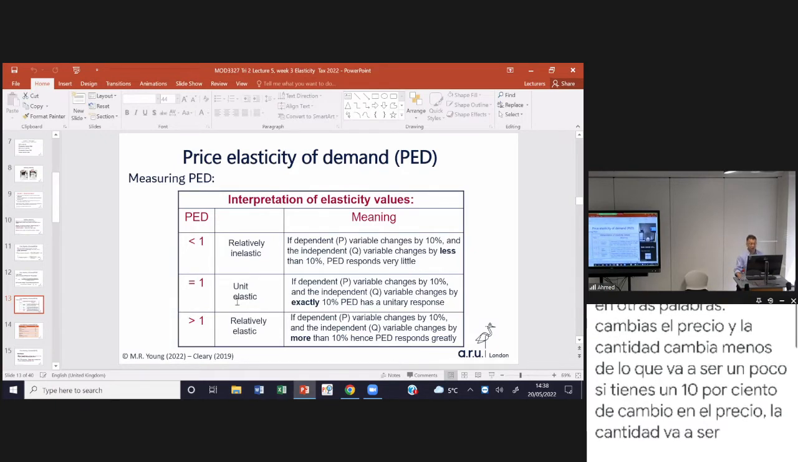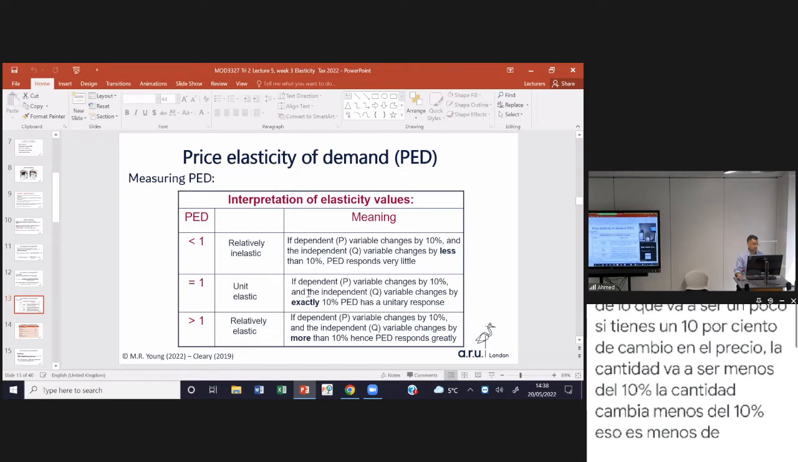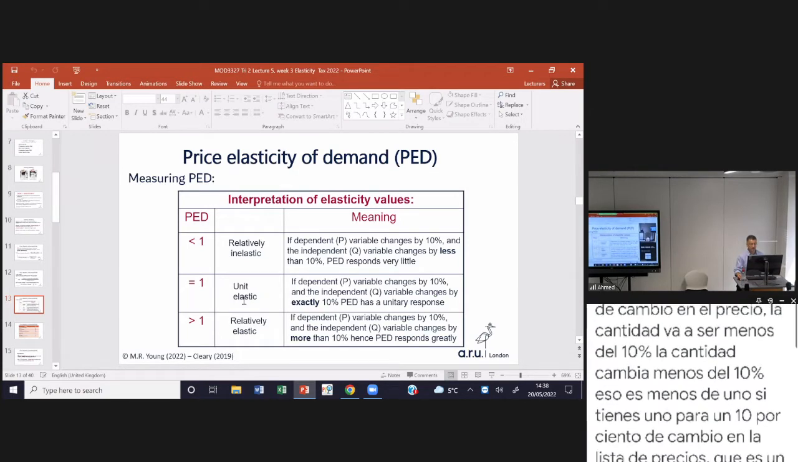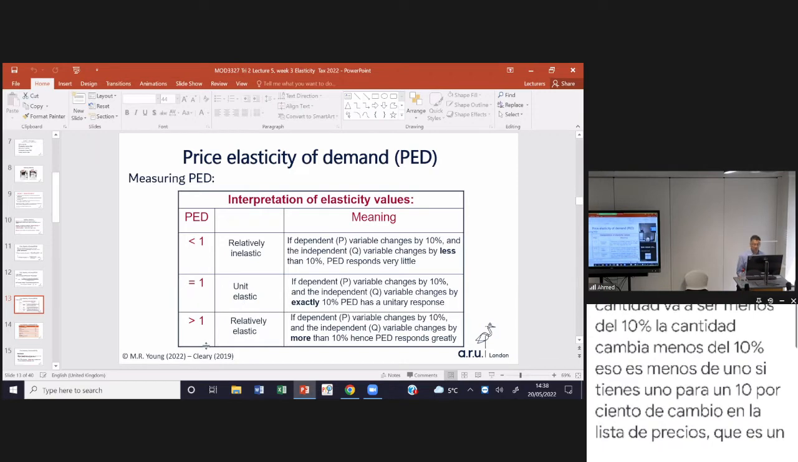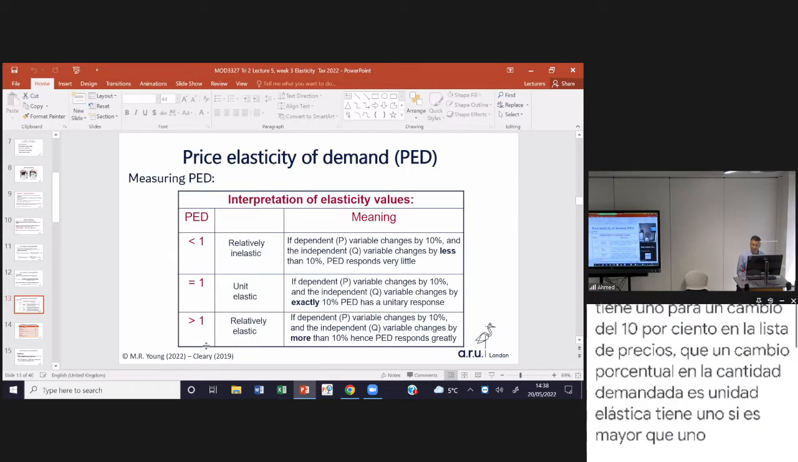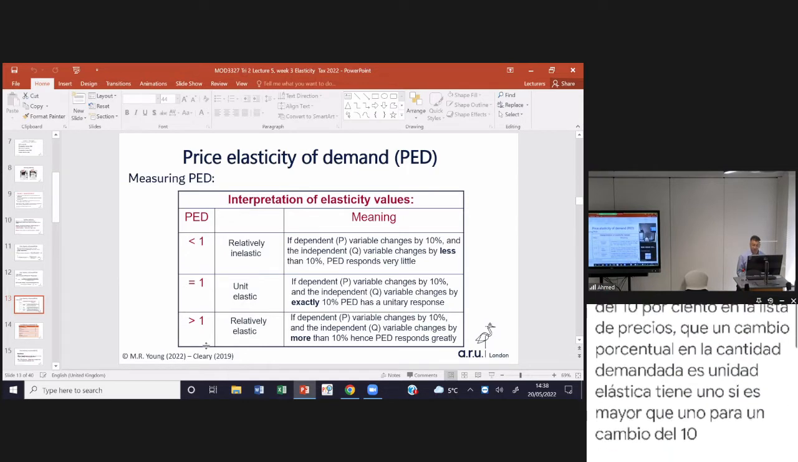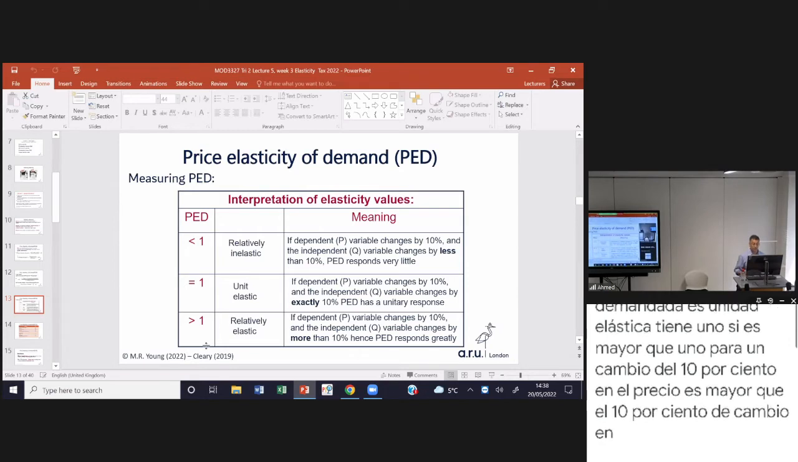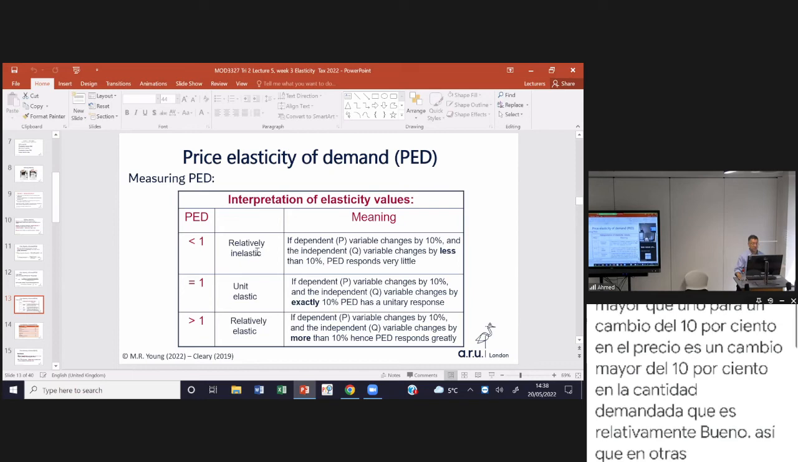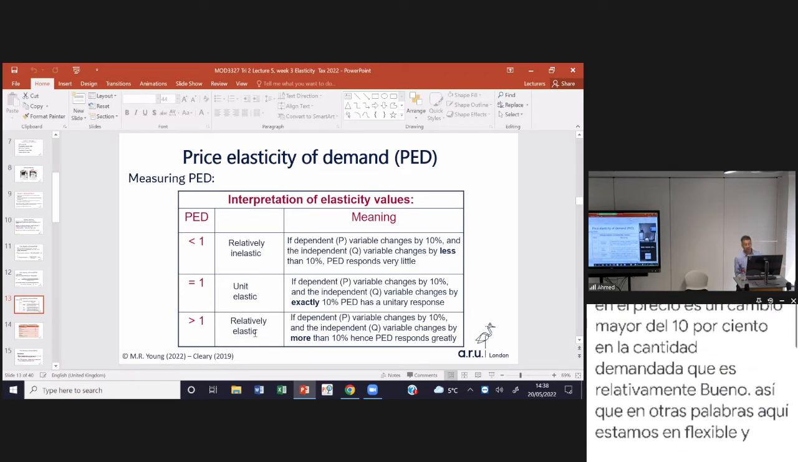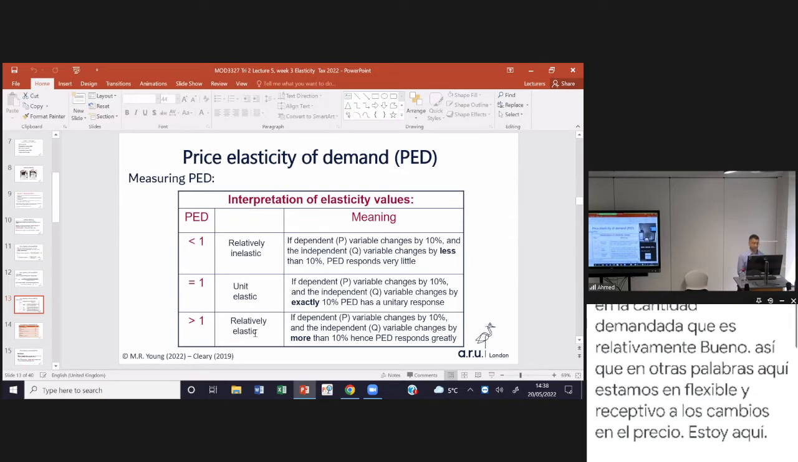If you have one, where a 10% change in price leads to a 10% change in quantity demanded, that's unit elastic. And if it's greater than one, where a 10% change in price leads to a greater than 10% change in quantity demanded, that is relatively elastic. So in other words, here we are inflexible, unresponsive to changes in price, and here we are responsive to changes in price. It is greater than one.